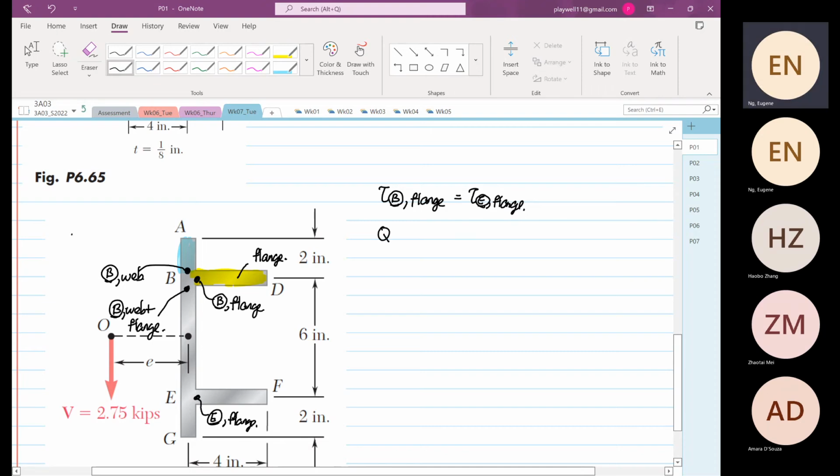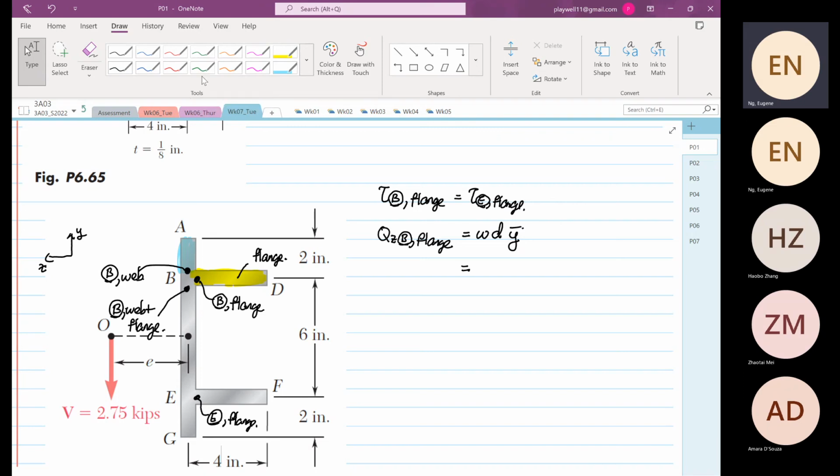So draw our transformation Y Z. Q_z at point B of the flange, the first moment of area about the z-axis, is equal to width multiplied by depth multiplied by y bar. We know that the width is equal to 4 inches. We're taking the center line. I'm going to draw the orange line where we are taking our dimension from. We are taking our dimension from this center line for everything.